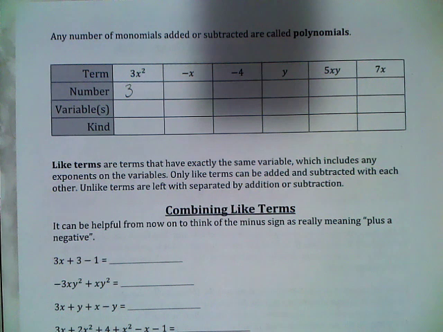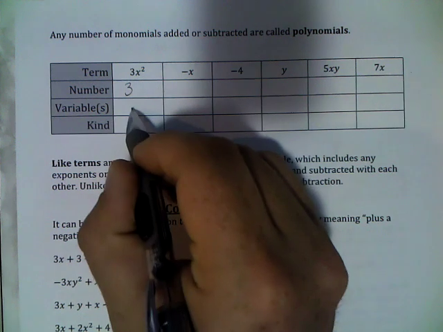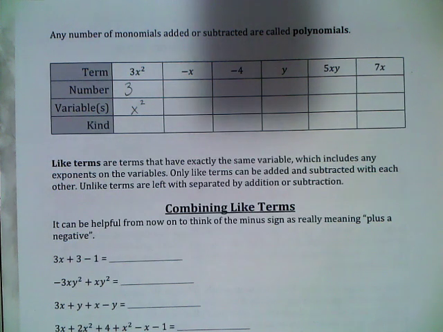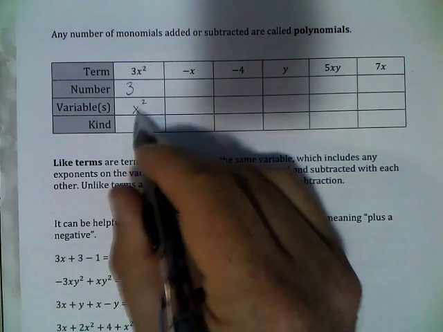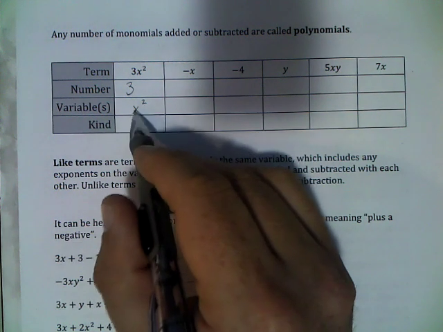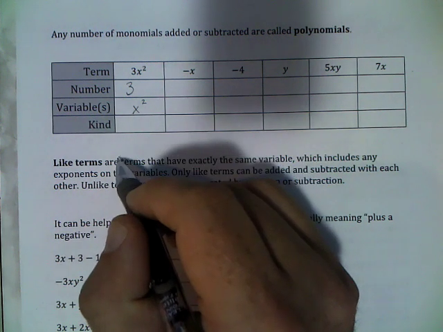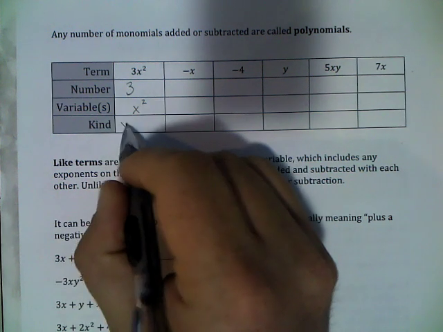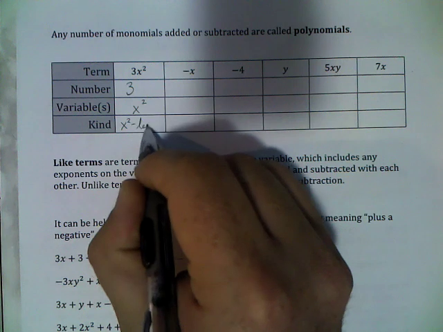So the variable or variables here are actually, we have an x squared. So the square tells me there are actually two x's that are there. So it's not just a single x, it's actually two x's that are there. And so what kind of term is this? We would call this an x squared term.